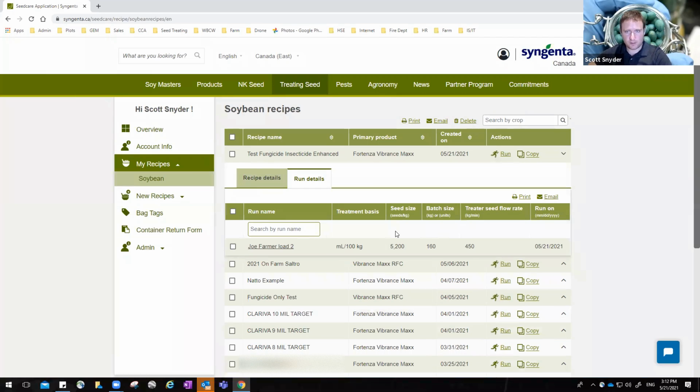And then the cool thing is, by the end of the season, you should have quite a few runs under each of these recipes, and you can search by name here. So if you want to find all Joe Farmer's different orders or loads, you do that. You'd hit enter, and it's not going to do much because we only have one in here, and it is already him. But then you could select all of his orders, and then from there you could print or email.